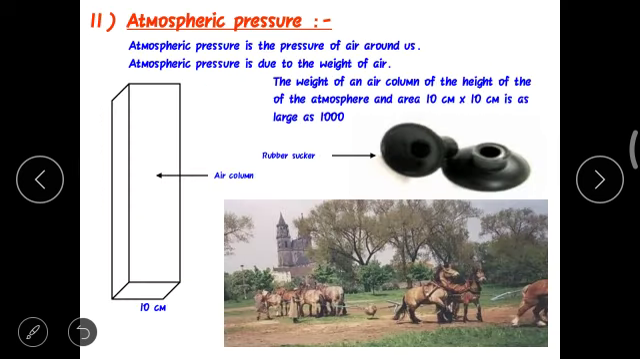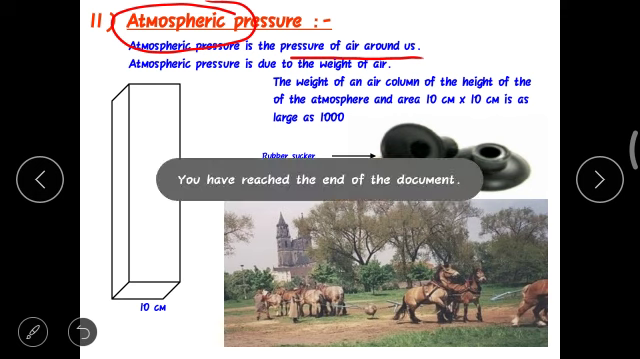Then atmospheric pressure is the pressure exerted by all the gases present in the air. So whatever gases are present inside the atmosphere, they will apply that atmospheric pressure. So this is all about atmospheric pressure.